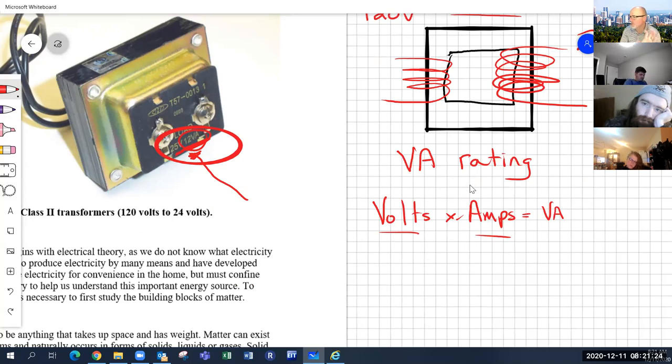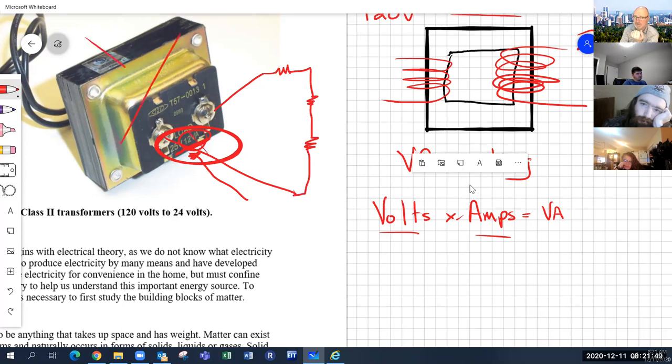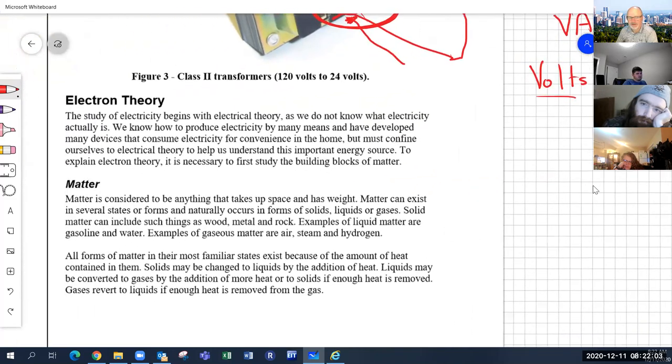So you never want to exceed the VA rating on a small transformer. If you put too much load on the 24 volt side, you will overheat it and it will burn out. People put wires on these and run too many devices, and this thing burns out and becomes no good. So you never want to exceed a VA rating on a transformer. They all come with VA ratings. I just wanted to mention that.